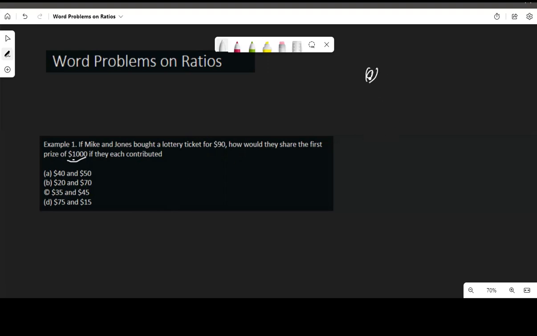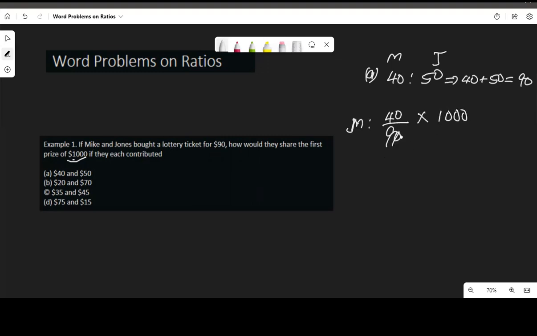To do that, we use ratio. So 40 to 50. 40 for Mike, 50 for Jones. Now the total ratio here will be 40 plus 50, which is 90. Mike is first, let me call it M, Jones J. Mike's share will be the amount he contributed divided by the total amount raised, then multiplied by the winning prize, which is $1,000.